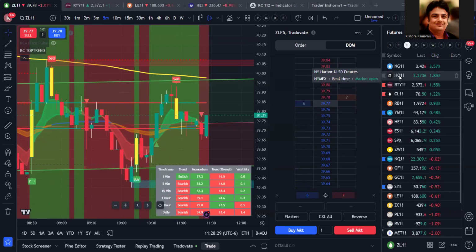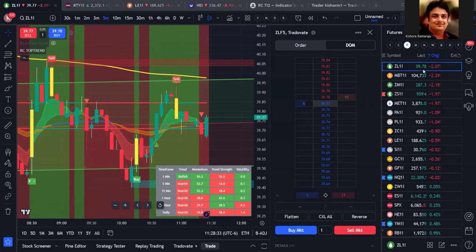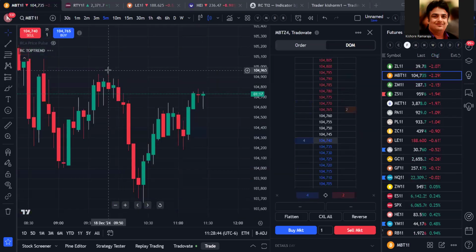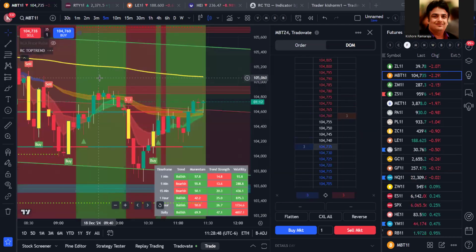So for these ones, you will wait for a buy at the bottom of the channel. Whereas if you see ZL, MBT, ZM, ZS, these are your bearish tickers. So you will wait for a sell at the top of the channel. If you get a sell signal at the top, that means that is a nice opportunity. You will make nice profits. So price touched the resistance, you got a sell signal.